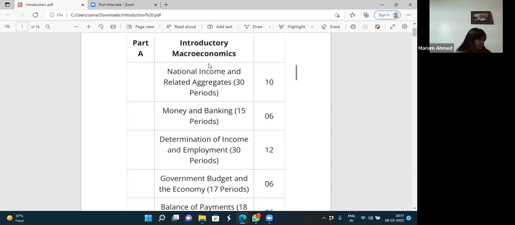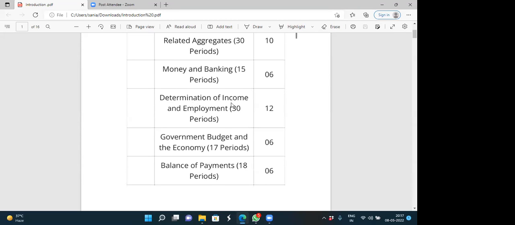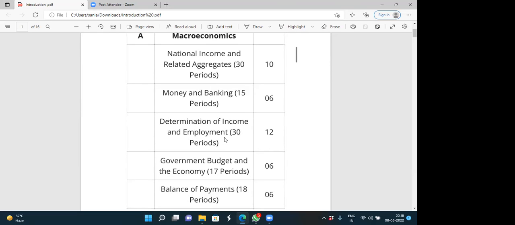You have two books. The very first page should be your syllabus, because the syllabus is the base of your session. First book, introductory macroeconomics. In this, we will be going through different units. First one is national income and related aggregates. Second one is money and banking. Third one is determination of income and employment. Fourth one is government budget and the economy. And the last one is balance of payments, also known as BOP. You can quickly note it down.